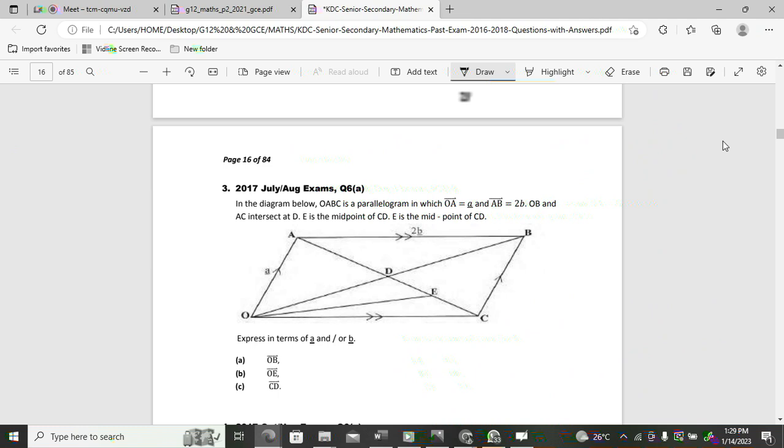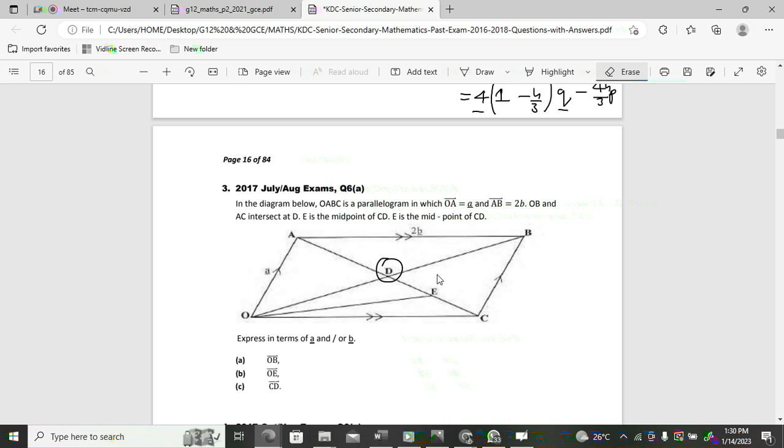Okay, let's look at this question here. In the diagram below, OABC is a parallelogram in which OA is A and AB is 2B. AC intersects with OB at D. This is a point. Now they've said E is the midpoint of CD. This point is the middle of these two. Pay attention to that.